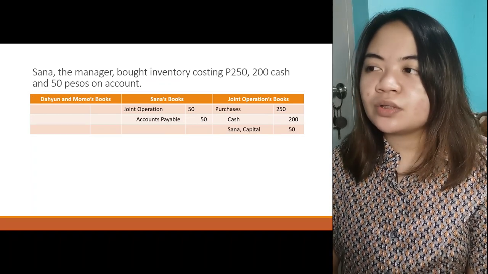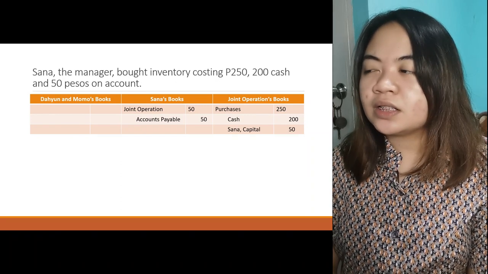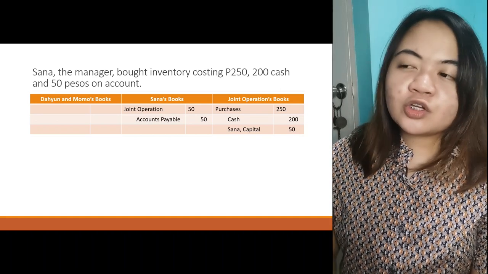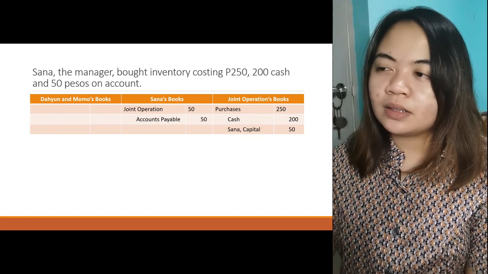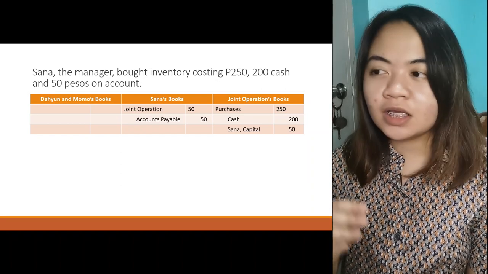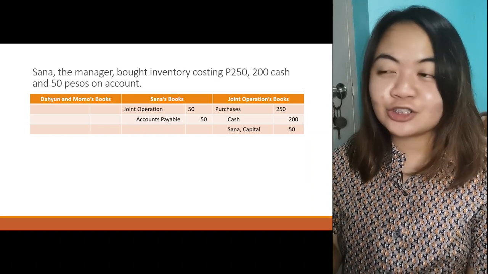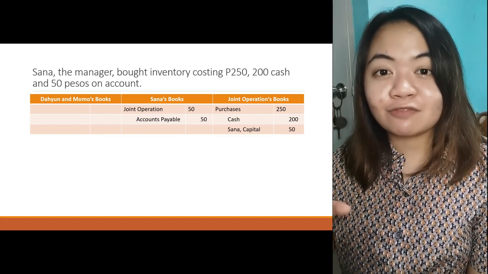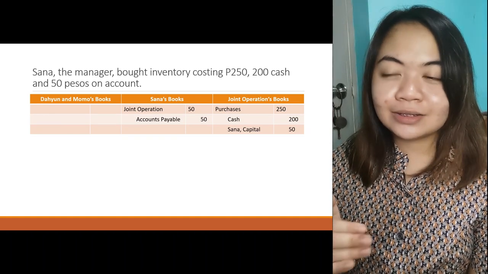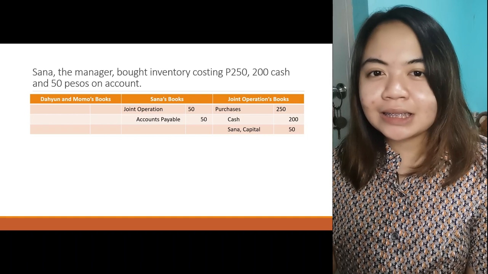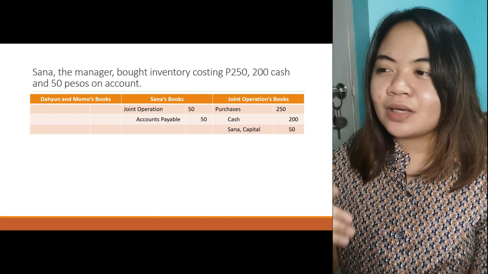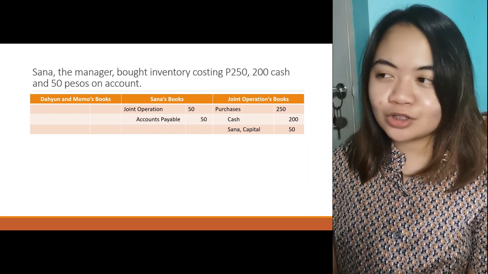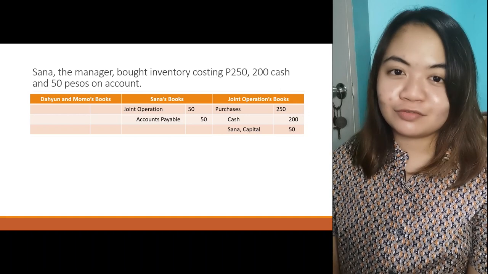Sana, the manager bought inventory costing 250, 200 cash, and 50 pesos on account. Okay, so, dun tayo sa joint operations books muna. Okay, so, record ka ng purchases, 250, and then credit ka ng cash. Okay, cash. Yung ibinayad na 200. Kasi meron kasing fund na cash. Up to 200 lang. Na short ka. So, pinautang ka ni Sana. Okay? Kunwari. Okay? We have credit Sana Capital 50. Okay? Sa Sana's books, you have joint operation, debit 50, credit accounts payable 50.